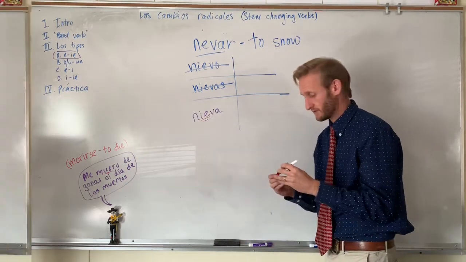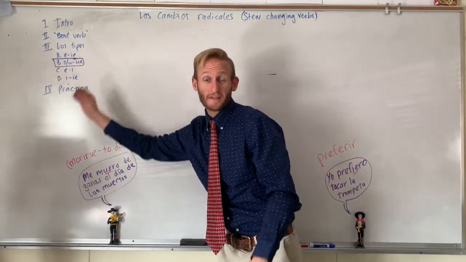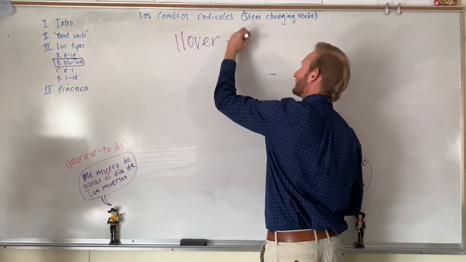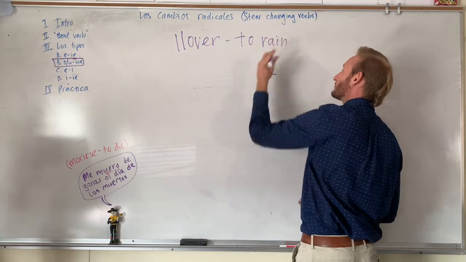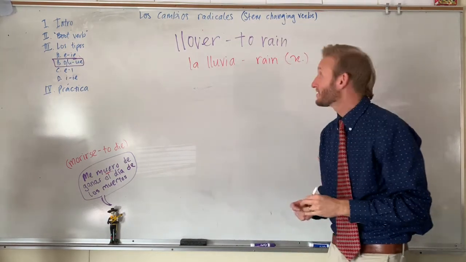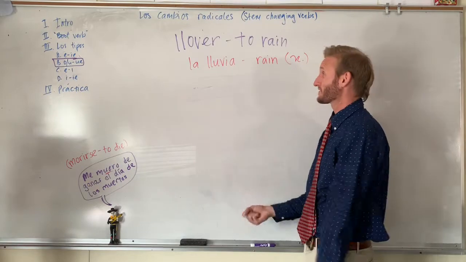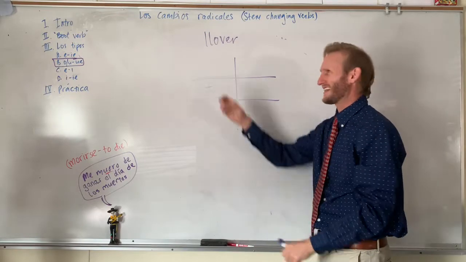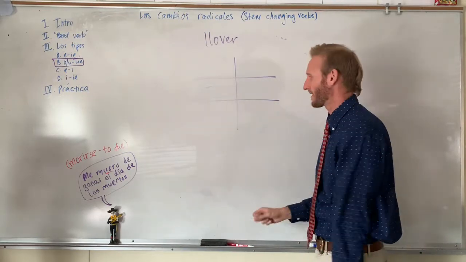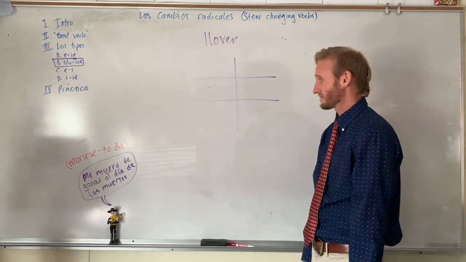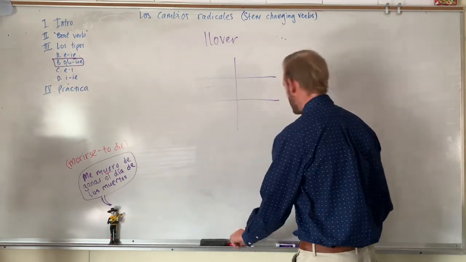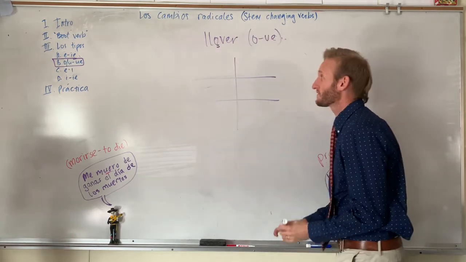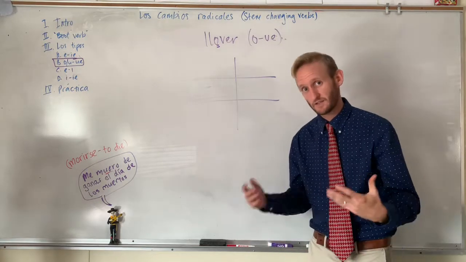It snows. Let's go to our o to ue stem changers, and let's keep it going with the weather. How about llover? To rain. Again, you can extract a noun from this verb, as in la lluvia, which means rain, like the noun, the thing. So again, you can't say I rain, you rain. No, don't go there, okay? We just want to say it rains. So, again, this is our o to ue. There's your vowel. How do you say it rains?